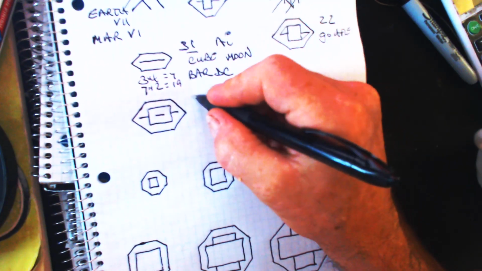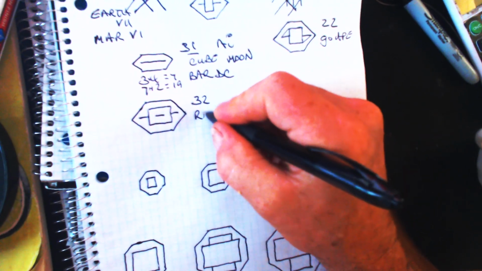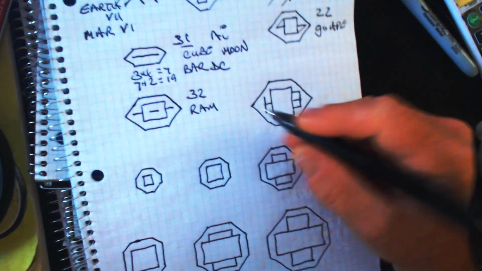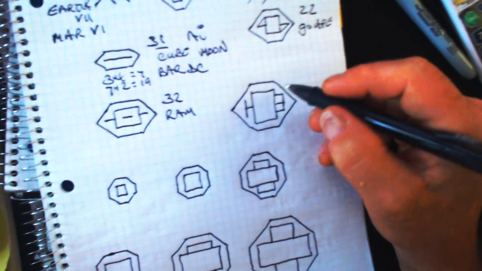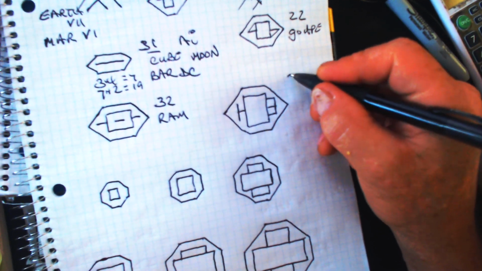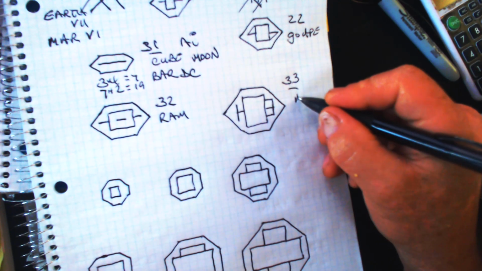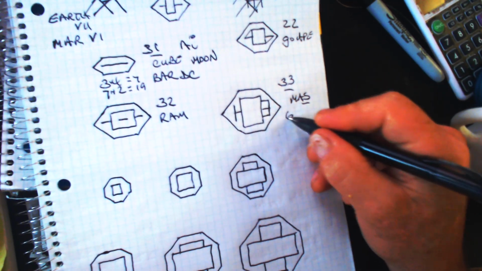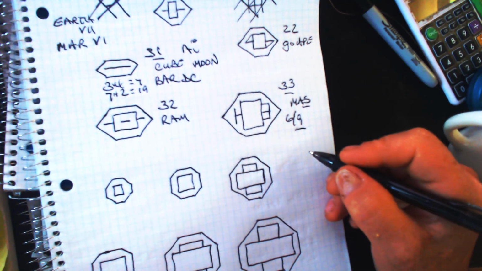Now here, I went 3 by 2. Now we're going to get the RAM. It's going to create 11. Over here, I went 3 by 3. This is going to create mass. It's also going to create rotation in the sun within Mars.